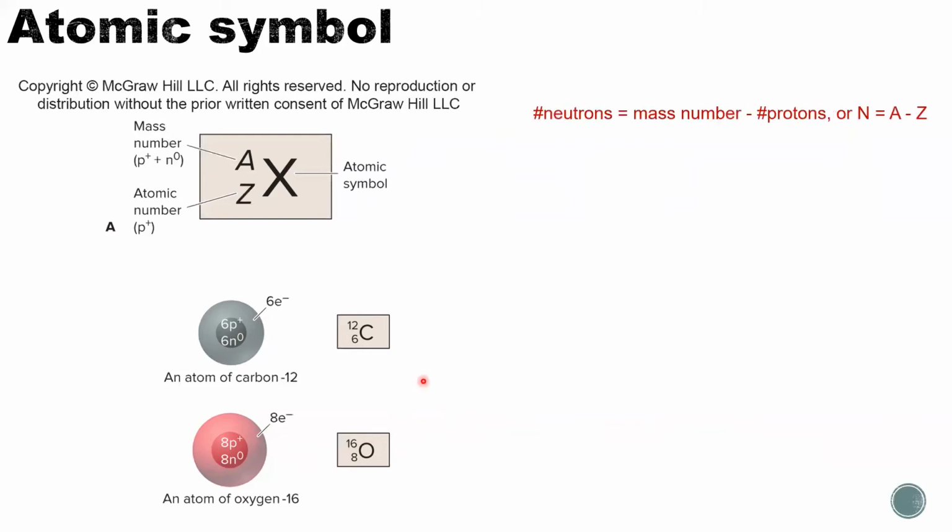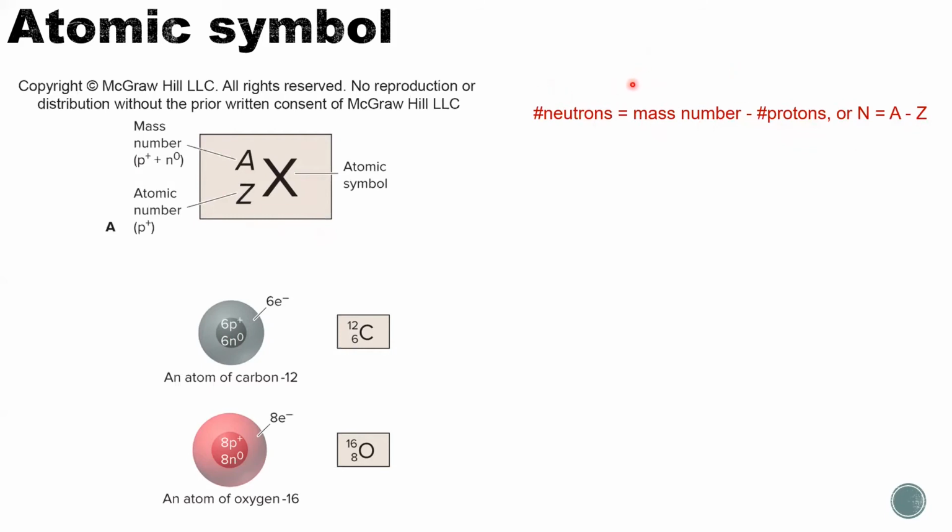From this, we know that the number of neutrons equals the mass number of an atom minus the number of protons. Because neutrons cannot be directly seen in this atomic symbol, we can use this equation to calculate that. Or neutrons N equals A minus Z. This is the equation to calculate neutrons.